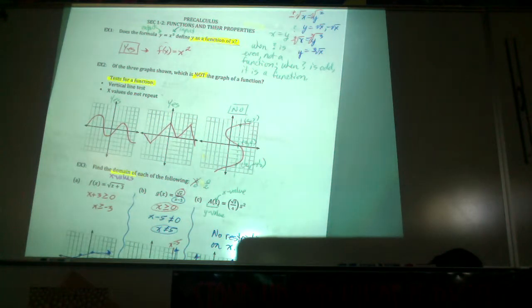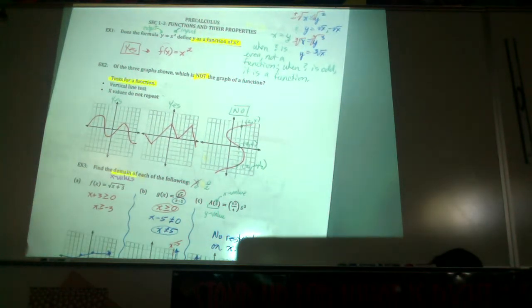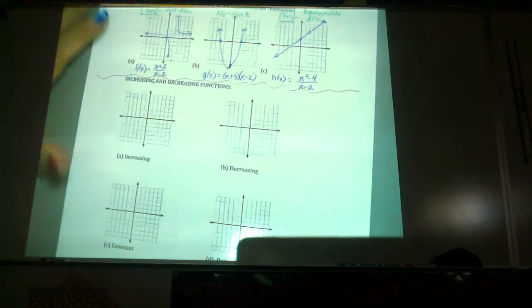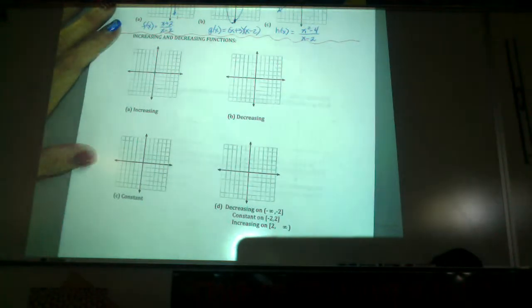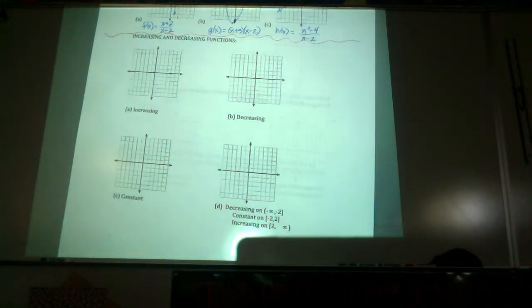All right, so then let's scroll forward. Can I move this? So let's flip all the way to, we stopped at increasing and decreasing functions. Is that correct? Okay. So this should be fairly straightforward. But let's look at increasing and decreasing functions.